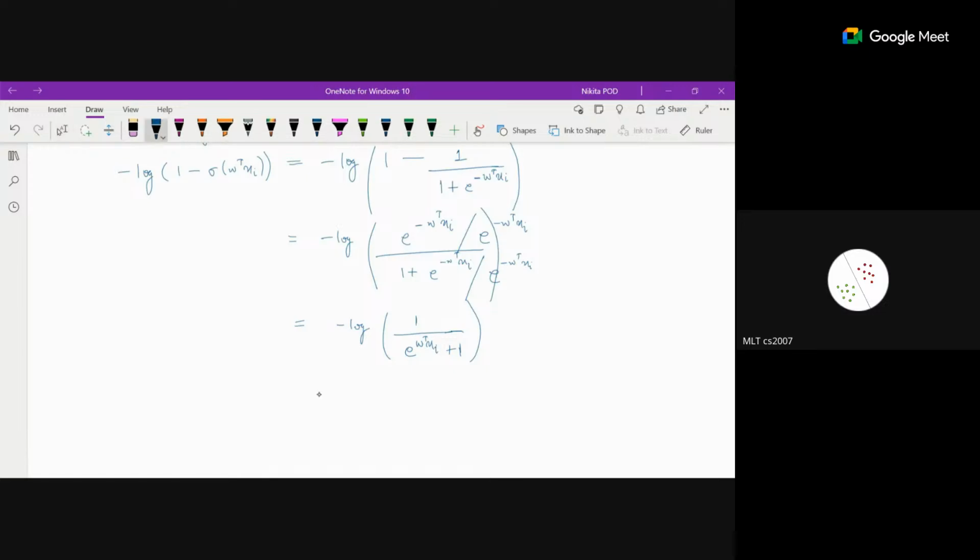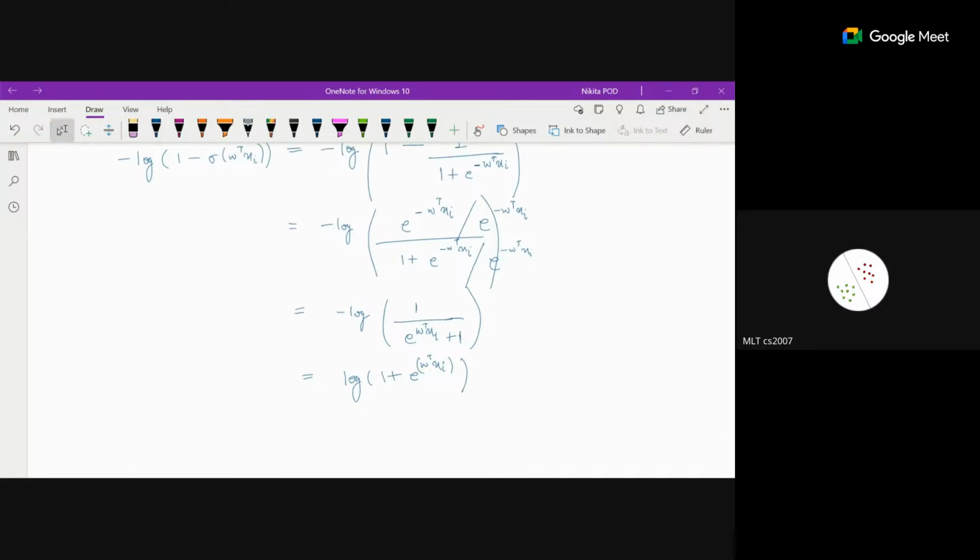Okay. And this can be written as log of 1 is again 0 and log of 1 plus e to the power W transpose Xi. Okay, this is fine. So log of 1 is 0, 0 minus log of this. So this is fine, yeah. So you can write this.